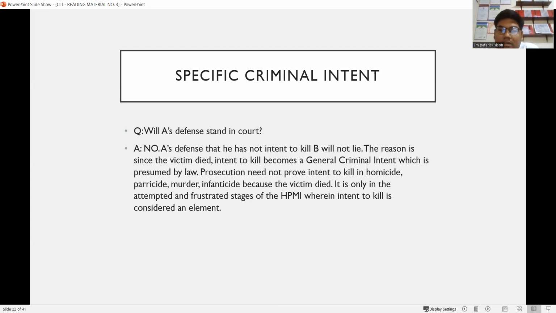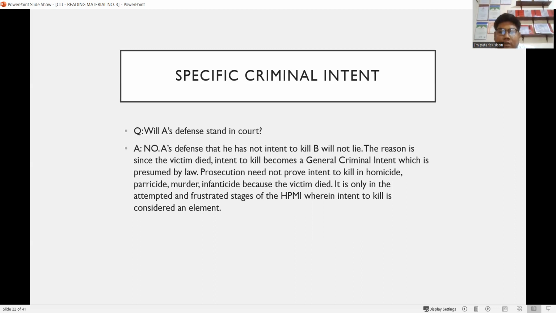victim died. So it is only in the attempted or frustrated stages of the crime wherein intent to kill is considered an element. So there's attempted homicide or attempted murder. So the criminal intent must be proved by the prosecution. Otherwise, if it fails to prove that there's criminal intent to kill, the crime is downgraded into serious physical injuries, less serious, or slight physical injuries depending on the time of medical intervention.